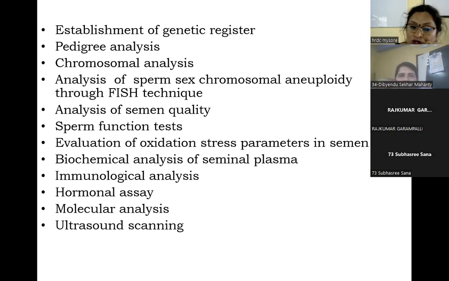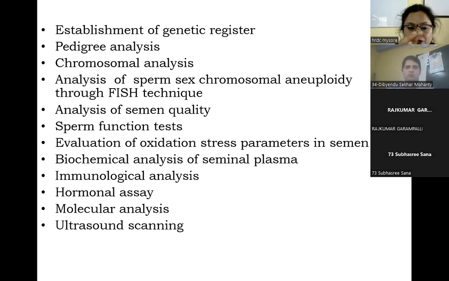And how the spermatozoa function, the functional capacity of the spermatozoa, is also very important. And nowadays you must be knowing oxidative stress is the main culprit for all pathophysiological conditions. Especially, oxidative stress is the root cause for low grade inflammation also. So we want to evaluate the oxidative stress parameters in the semen as well as in the blood. And biochemical analysis of the seminal plasma is also important. Then immunological analysis, hormonal assays, molecular analysis, ultrasound scanning.